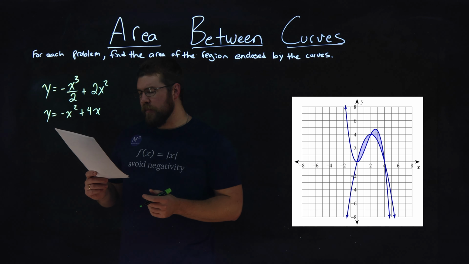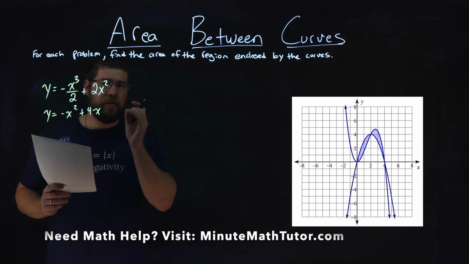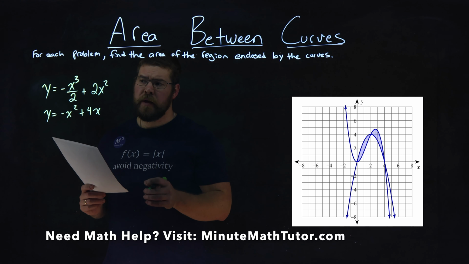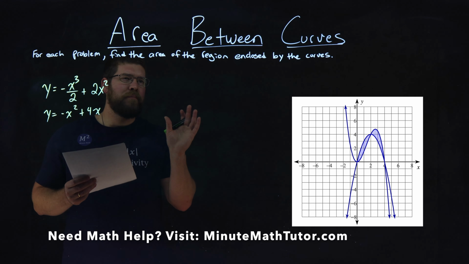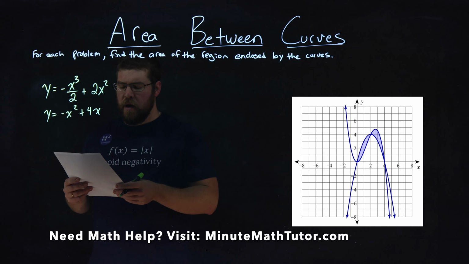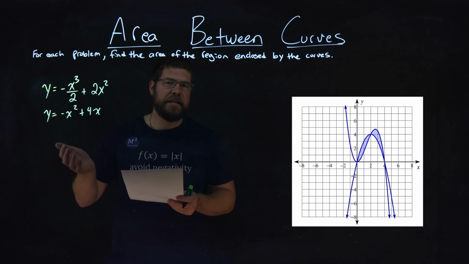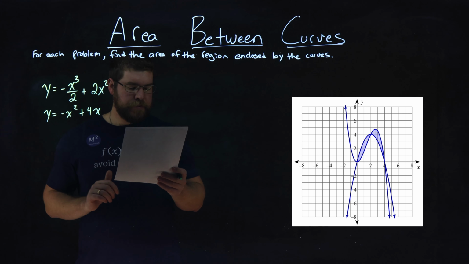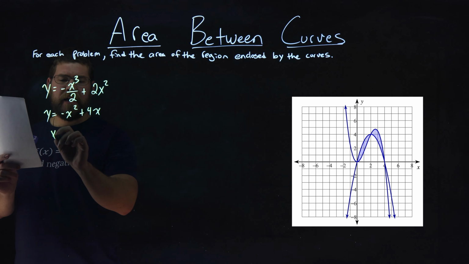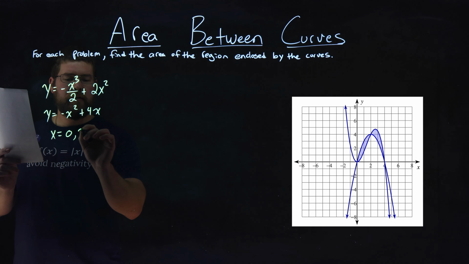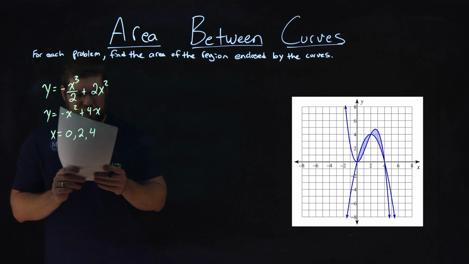We're given this problem right here. y equals negative x to the third over 2 plus 2x squared, and y equals negative x squared plus 4x, and we want to find the area between the regions enclosed here. One thing that we aren't given is where these equations intersect, and we can see that on our graph here. They intersect at x equals 0, 2, and 4.